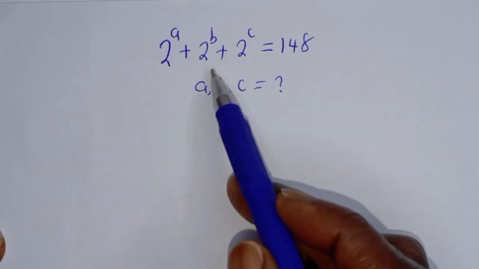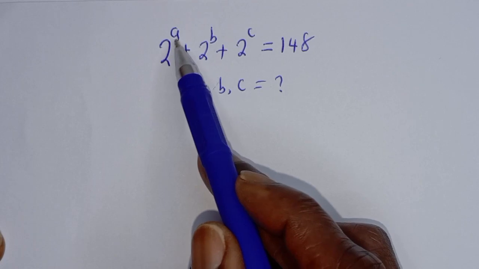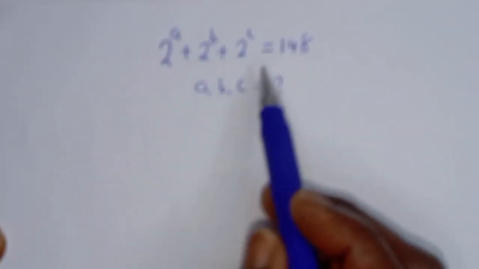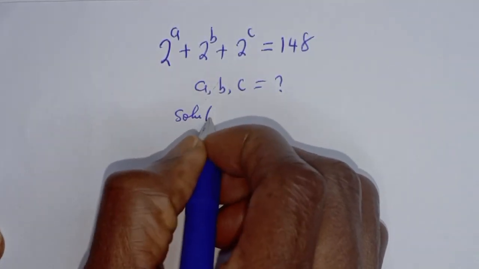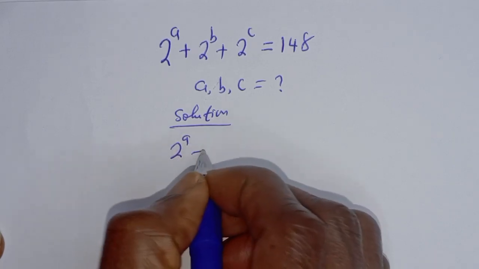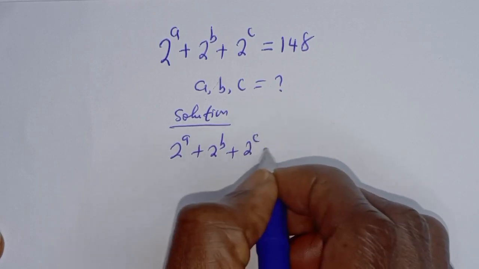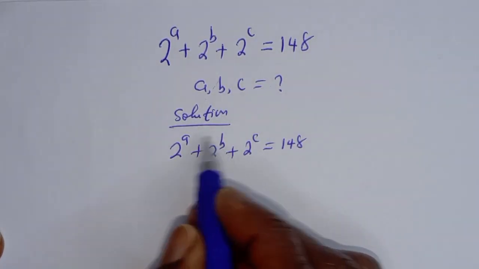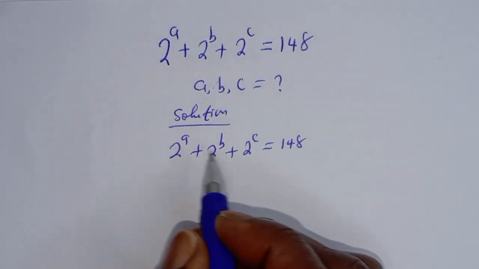Hello, how to solve for a, b, and c from this given nice equation: 2 to the power of a plus 2 to the power of b plus 2 to the power of c is equal to 148. Solution. 2 to the power of a plus 2 to the power of b plus 2 to the power of c is equal to 148. Let's multiply and divide the left-hand side of this equation by 2 to the power of a.